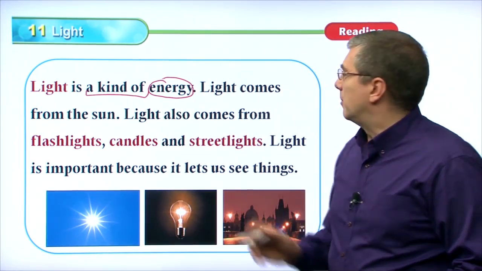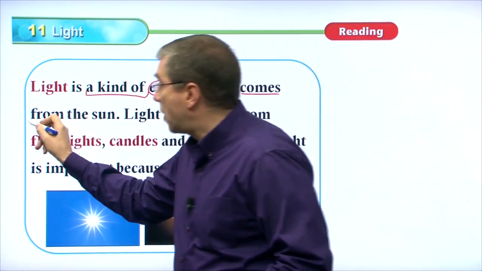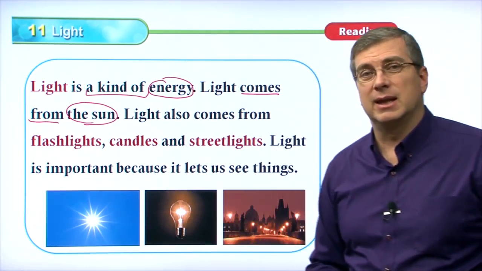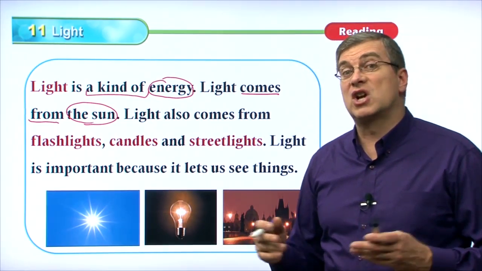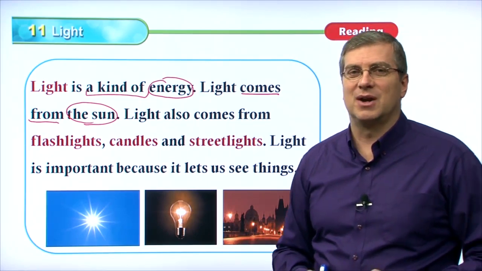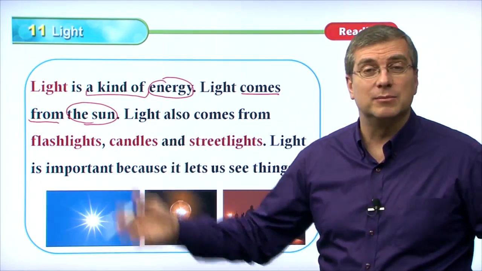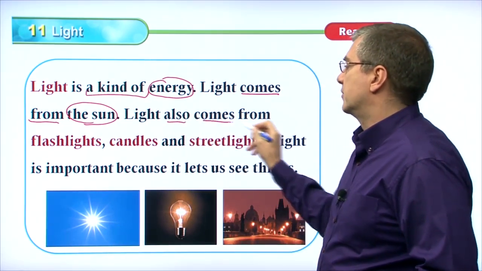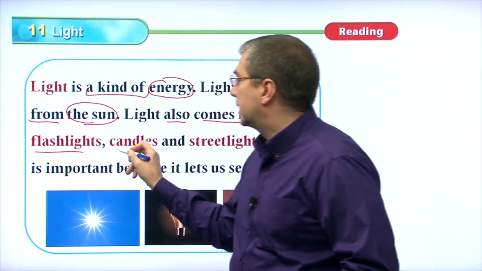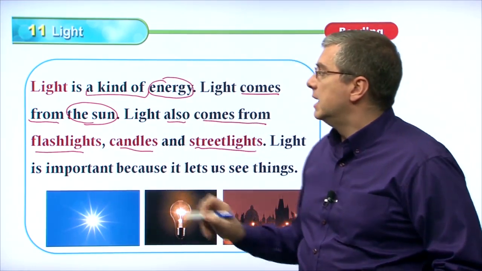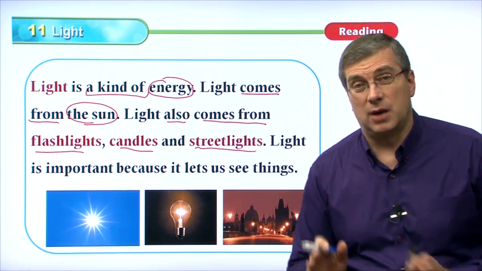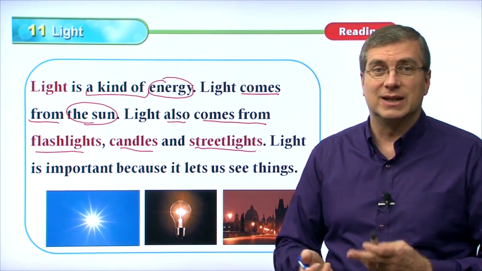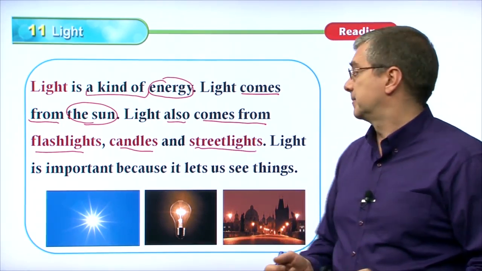Where does light come from? It comes from the sun. That's one place that light comes from. Of course, that's the most common place. During the day, we have a lot of light because of the sun. But light also comes from flashlights, candles, and streetlights. So light doesn't just come from the sun.